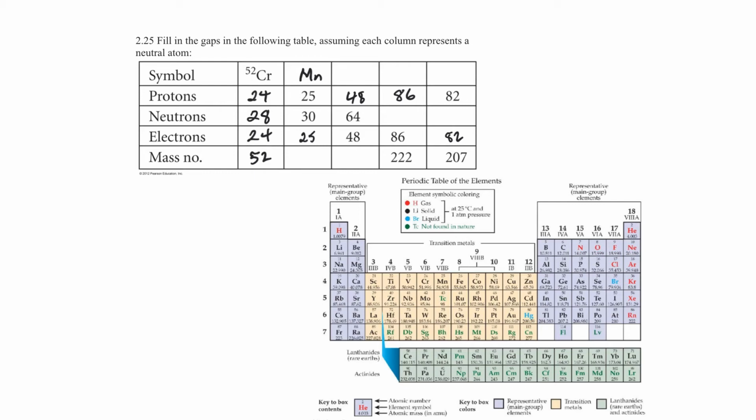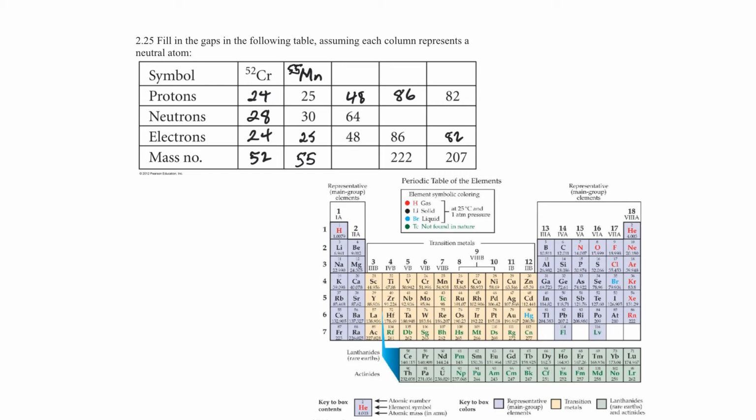I do know I've already filled out that it has 25 electrons because it has the same amount of electrons as protons. And I know the mass number is the sum of the protons plus the neutrons. So 25 plus 30 is 55. And so this is manganese 55. The 55 goes in the upper right corner.